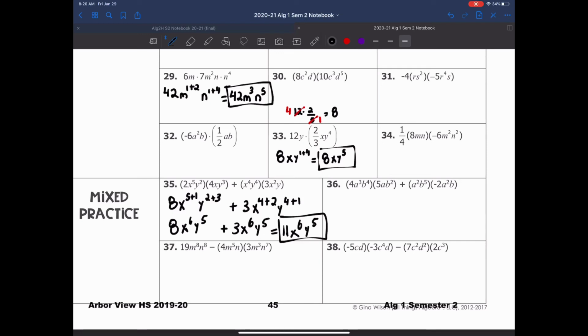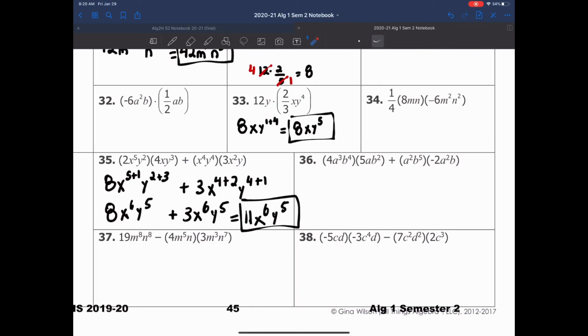So if we got a crazy problem that puts it all together, again, we're going to use that order of operations idea. We're going to multiply the stuff together on the left and the right first. Then once we simplify, if they're on the same team, we can add or subtract them from each other depending on what the problem's asking us. Okay, let's do number 38, and that'll be the last example for the lesson. 38 is negative 5cd times negative 3c to the 4th d minus 7c squared d squared times 2c to the 3rd.